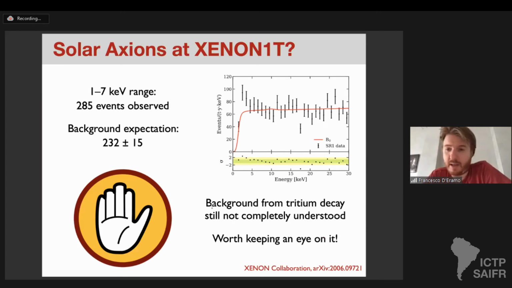But of course, my warning is that this is not a conclusive discovery, because there are still issues about the understanding of the background, in particular the one from tritium decays, that is still not completely understood.